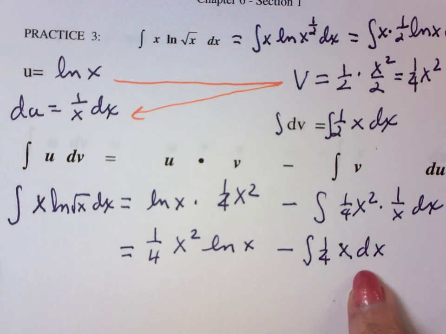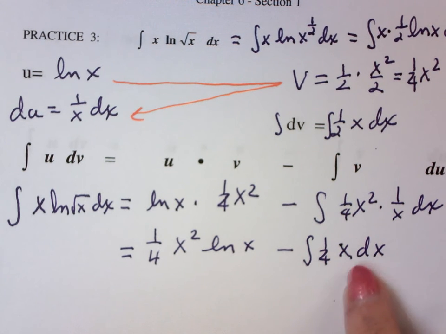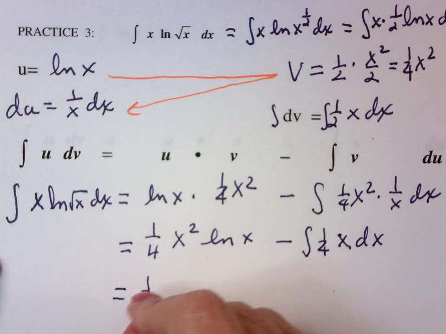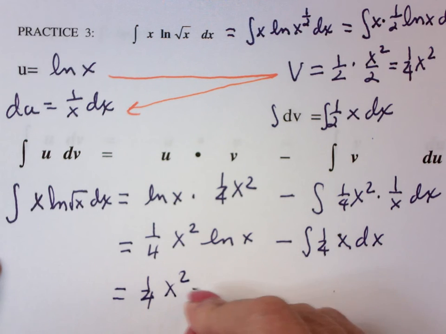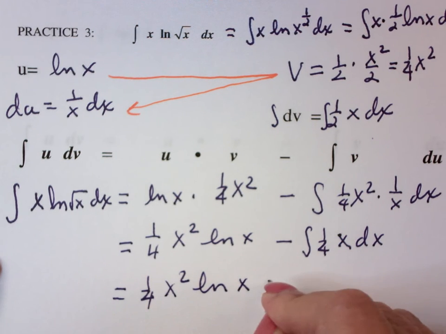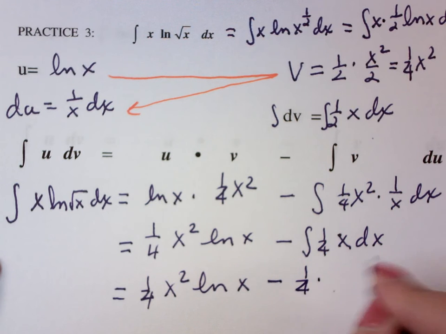Is this integrable? Yes. So this is 1/4 x squared natural log of x minus 1/4 times x squared over 2 plus c.